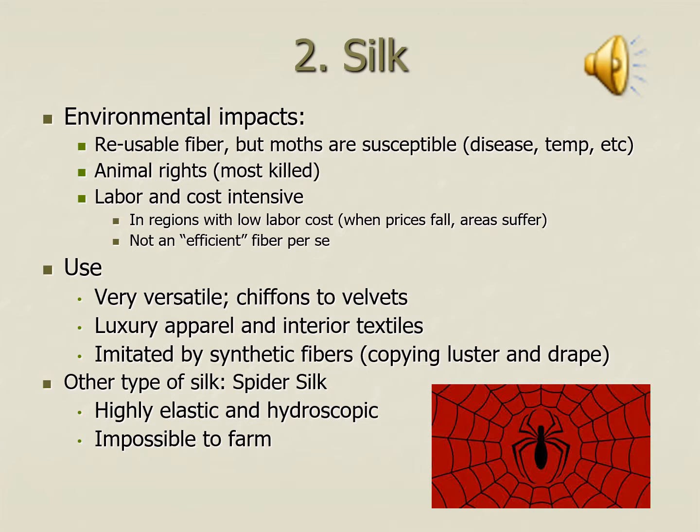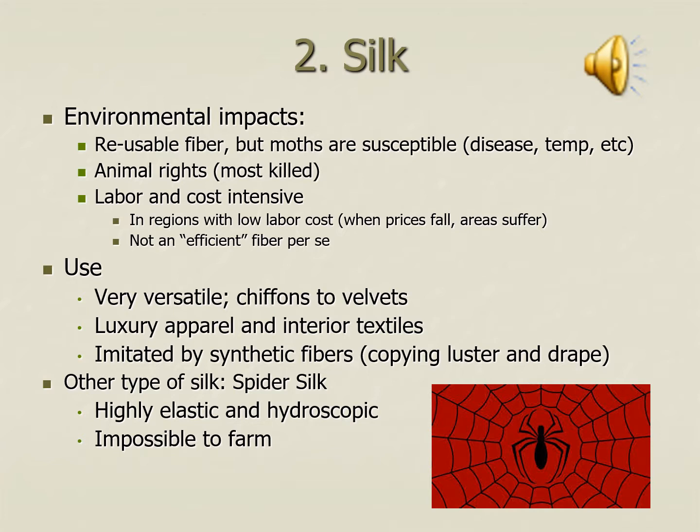Additionally, the production process is quite labor and cost intensive. The silk is produced in regions with low labor costs, so when prices fall, the areas tend to suffer, and then sometimes child labor ends up being used, so again, there's some issues there. So generally speaking, it's not the most efficient fiber, and the production of it is intensive on several different levels, so there are some environmental issues with silk.